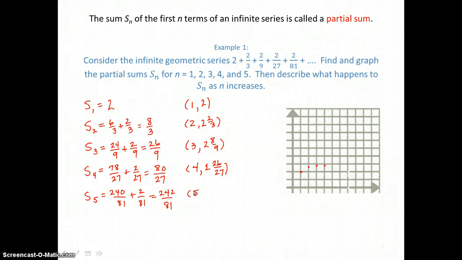When n is 5, 242/81 can be written as 2 and 80/81. (5, 2 and 80/81). So again, it says, then describe what happens to S sub n as n increases. S sub n approaches 3. Our sums approach 3, or get infinitely close to 3.